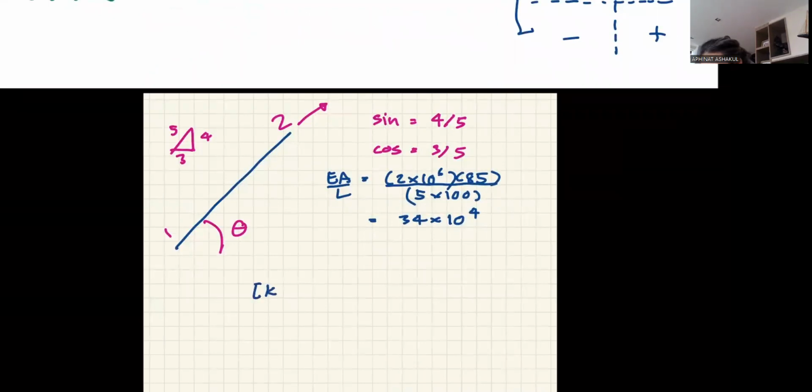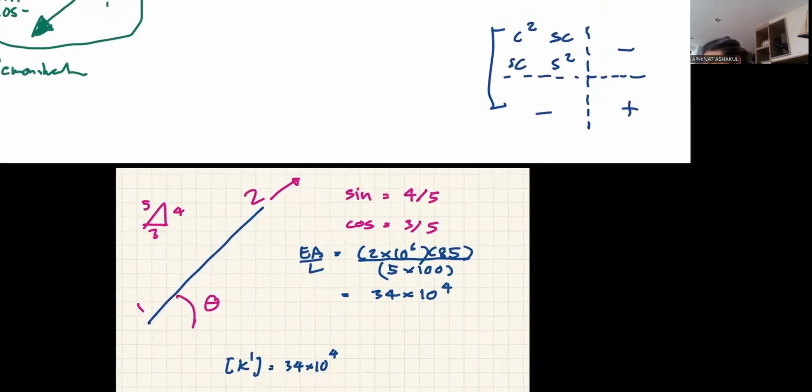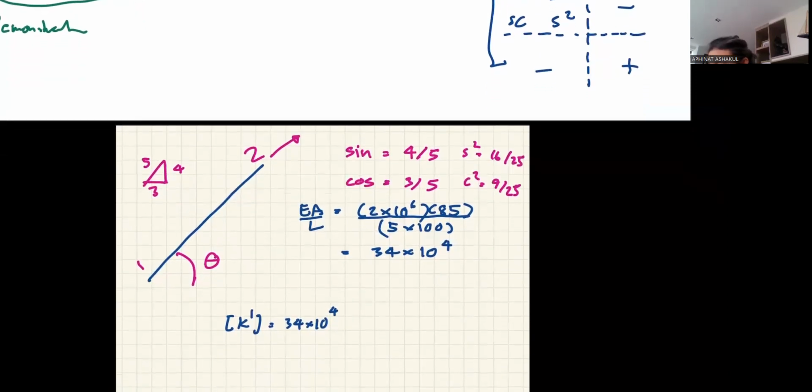So let's say K1 is going to be 34 times 10 to the power of 4. But you have cosine square. Cosine square is going to be 9 over 25, right? Can you see that? Cosine square is 9 over 25, sine square is 16 over 25, and sine cosine is 12 over 25. So with that, I am taking 25 out.